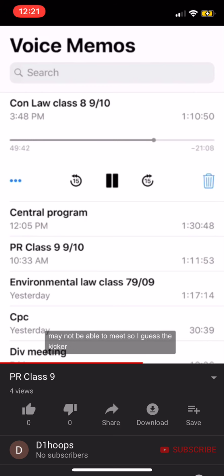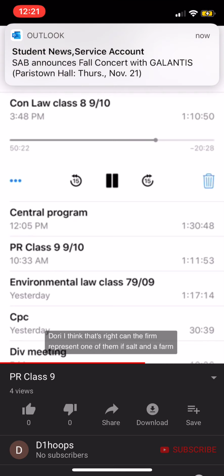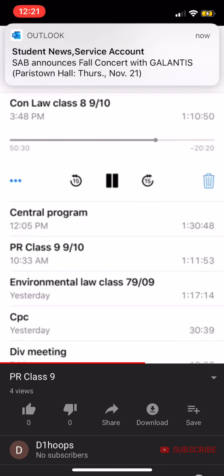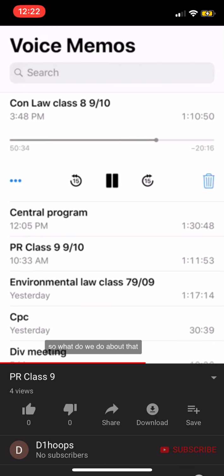So I guess the kicker is this, though. We've assumed that there's a conflict, and we've also pretty much concluded that we can't go forward with this representation. Can we keep one client and drop another? So in 274 you have this. Assume you decided the firm cannot represent both Kevin and Dory. I think that's right. Can the firm represent one of them? If so, can the firm choose which client to drop? So what do we do about that?